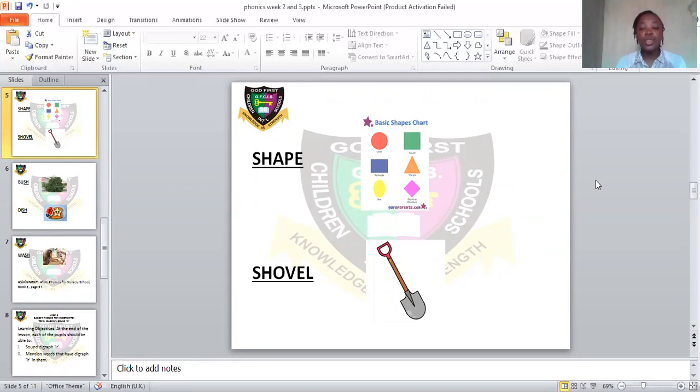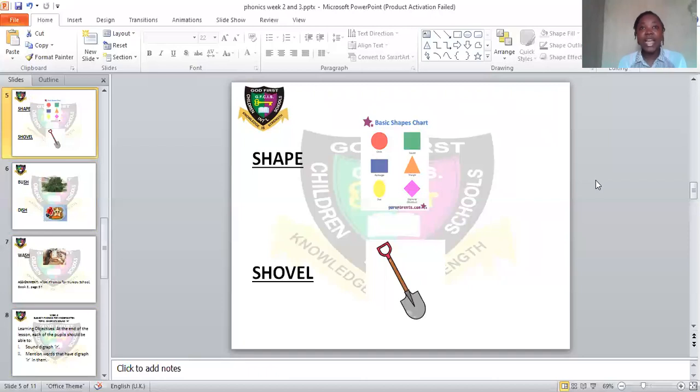Now we have shovel. We use a shovel to dig, like we use it to pack sand from the floor, and we can also use it to dig a very shallow pit.